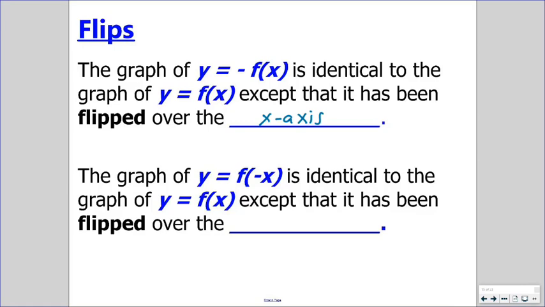The graph of y is equal to f of negative x is identical to our parent function, except we've taken all of the x values, made them negative. This is where we see the flip over the y-axis. By the way, there is a spot to write all of this on page 9 of the student note packet. So in the pink section, page 9, at the very top box, there's a place for all of that information.